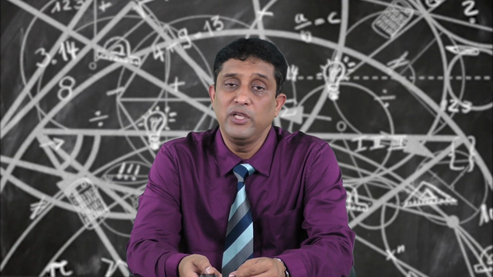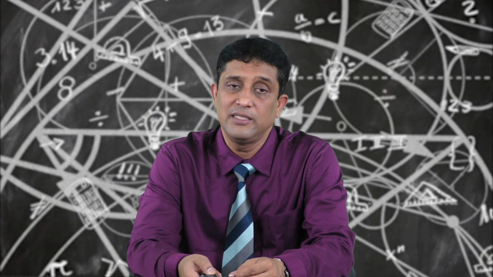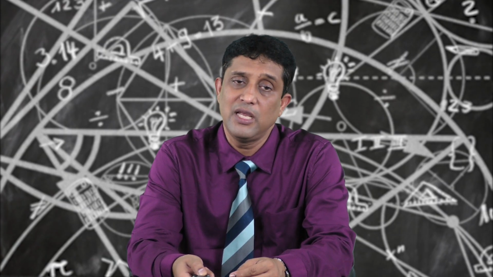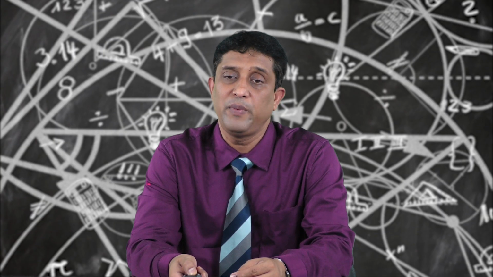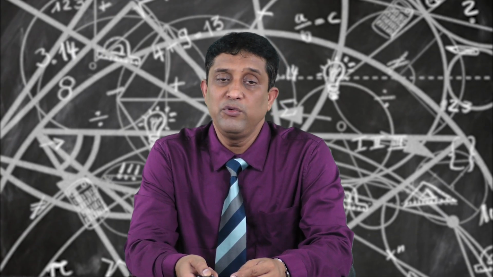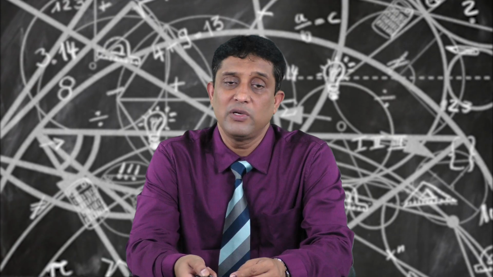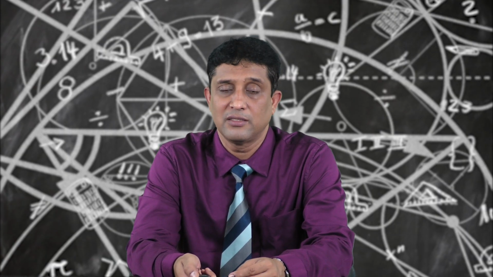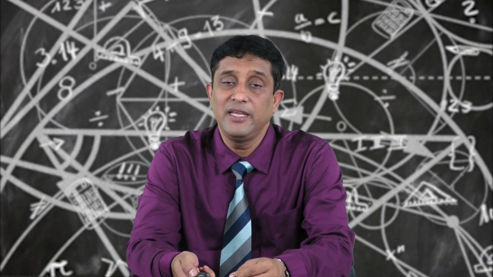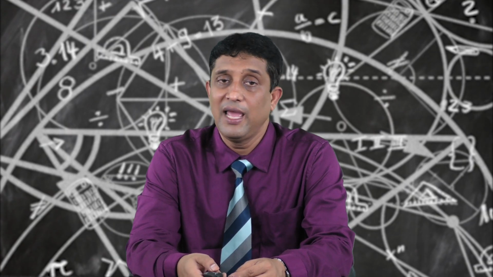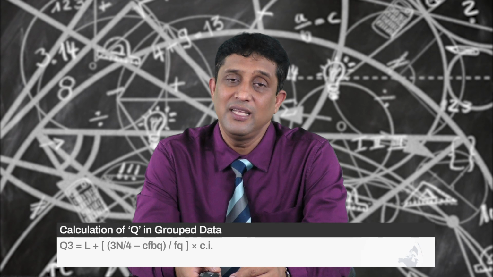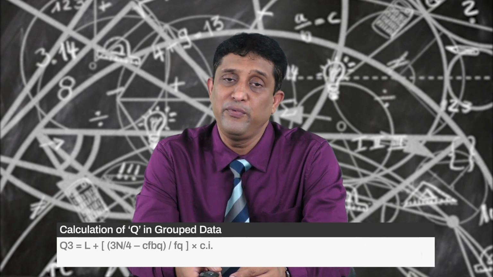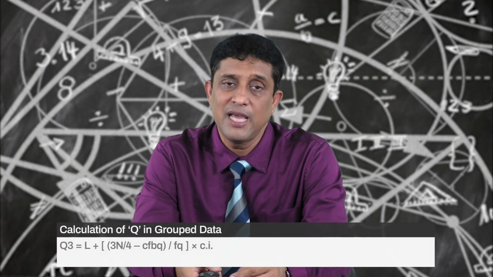N by 4 is 1/4 of the total number of cases. L is the lower limit of the quartile class. CFQB, I have already said, is the cumulative frequency below the first quartile class. FQ is the frequency of the first quartile class, and CI is the size of the class. This formula is just like the median formula. And accordingly, the formula of Q3 is L plus 3N by 4 minus CFBQ3 upon FQ3 into CI.